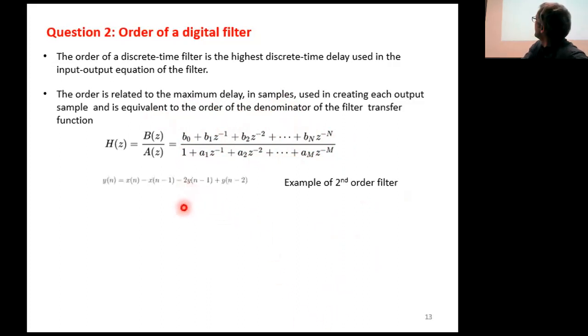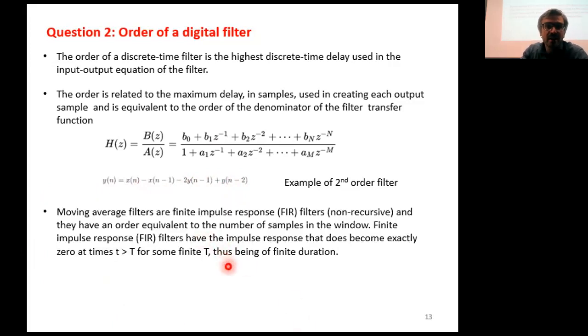I don't know if you can see it. Wherever we have the output, this is a function of the previous input, and also of the output of the previous sample and the previous past sample.